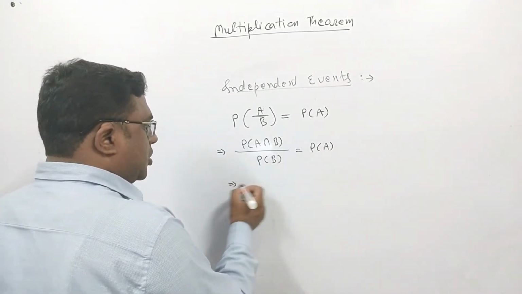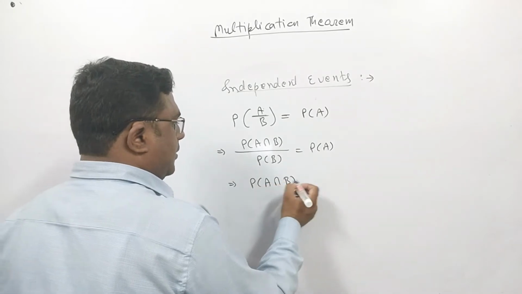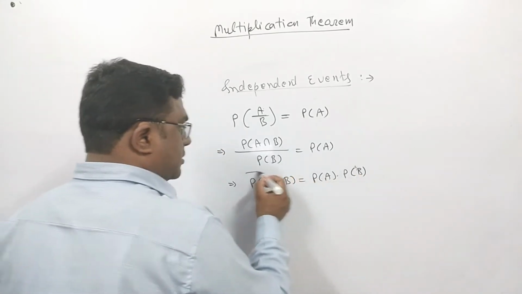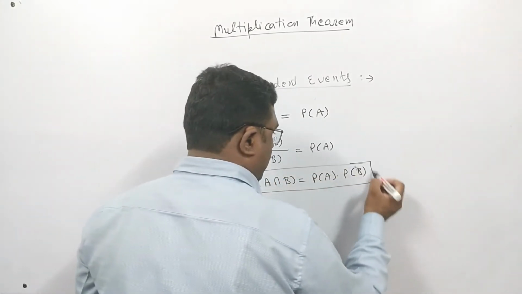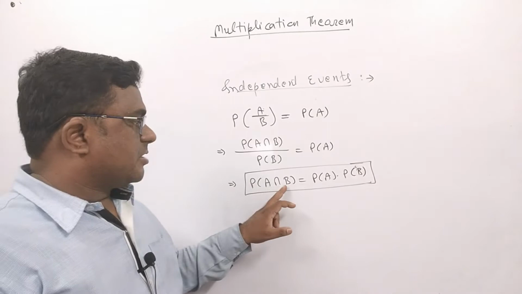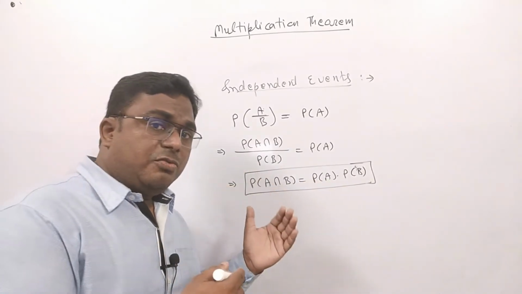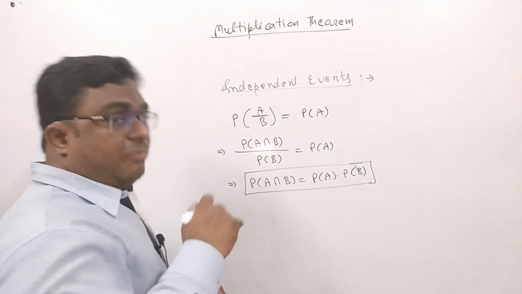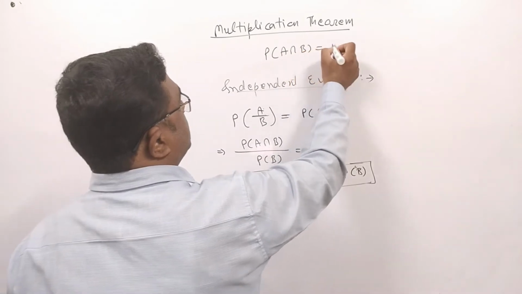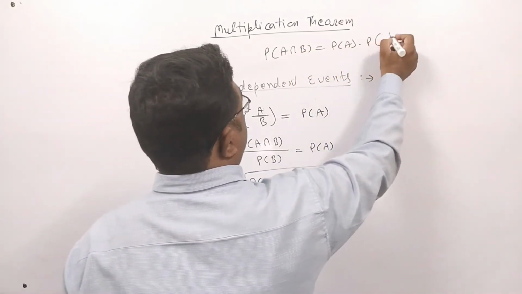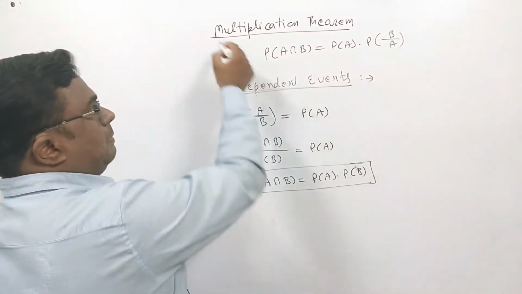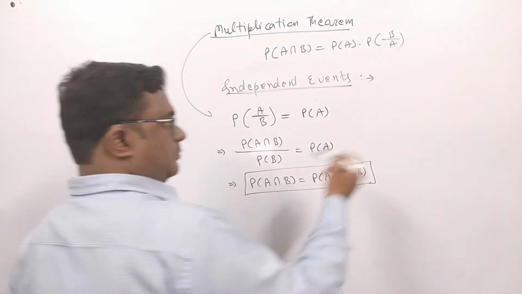And if I do the cross multiplication, then P(A intersection B) becomes P(A) into P(B). So when the events are independent, then multiplication theorem is applied in a different way. How? P(A intersection B) equal to P(A) into P(B). But when the events were not independent, when the events were dependent, in that situation, the formula was P(A intersection B) is equal to P(A) into P(B|A). And when the events are independent, in that situation, multiplication theorem works in this way.